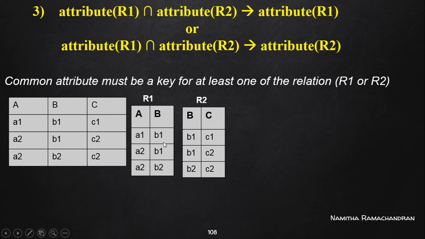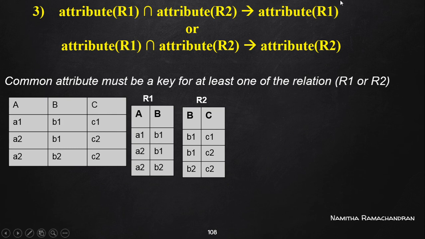Why? Because this B1 is related to two different A values, A1 and A2. So we can't distinguish between these two rows here. It means the entire B attribute is not a candidate key here. So not an issue now. We can check the same for R2 also. Here B1 is relating with C1 and C2 and B2 is related to C2. So this B1 is relating to C1 and C2 here. That means using this B1 we can't distinguish between these two rows.